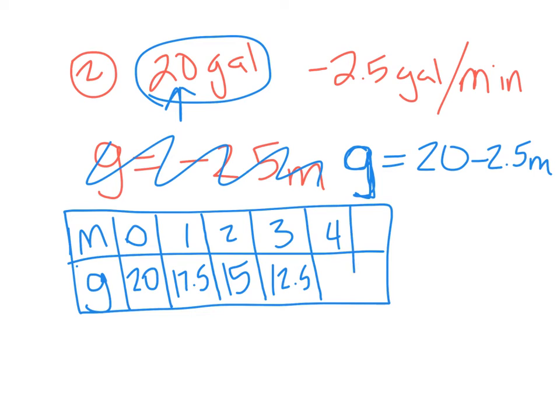And after 4 minutes, I lost another 2.5 gallons. So I have 10. After 5 minutes, I lost another 2.5 gallons. So if I plug a 5 in here where the M is, 2.5 times 5, and then subtract that from 20, and I get 7.5, and that's enough input values for now. So then you would graph this.